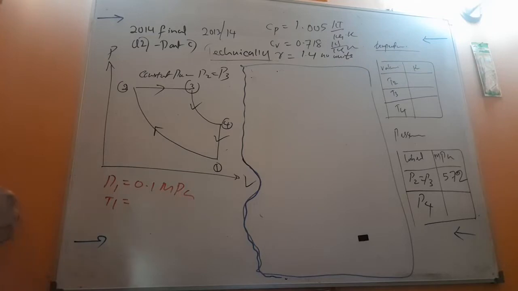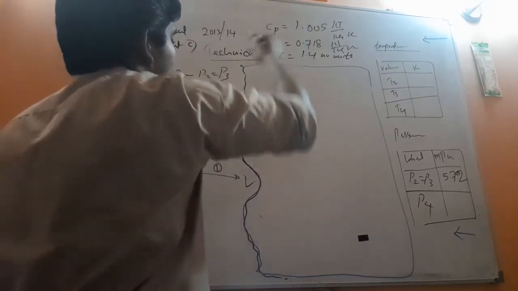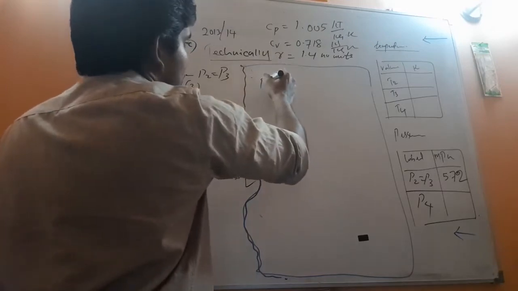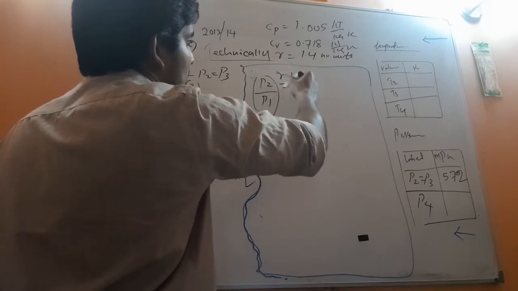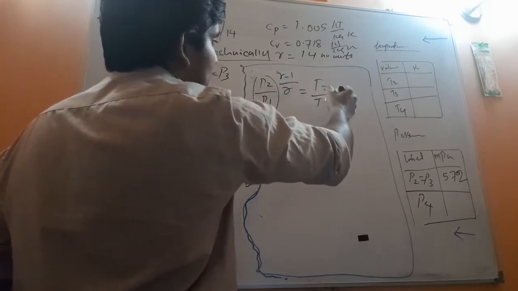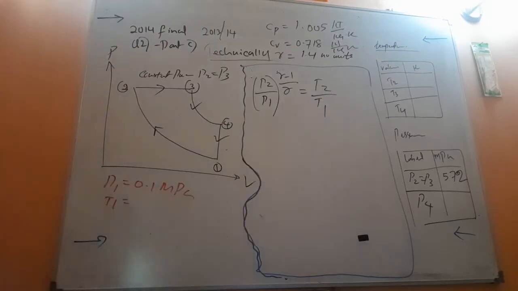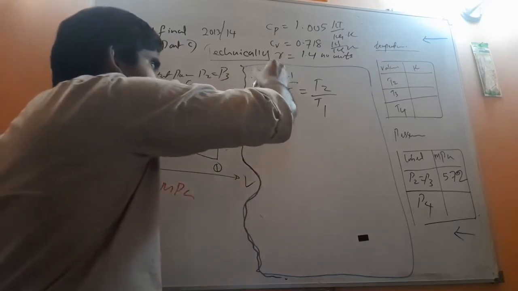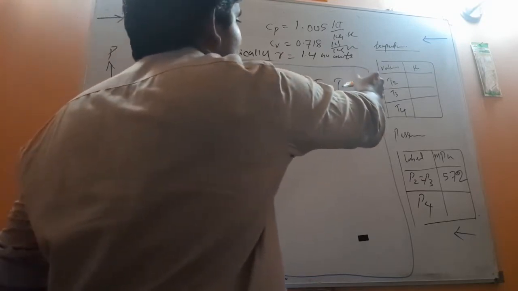To find the temperature, we need to use another equation. We can use this equation, which is P2 divided by P1 to the power gamma minus 1 over gamma equals T2 divided by T1. You can use this equation, okay, because now you know what is P2, P1 you already know, T1 you know, so no problem, you can find T2, right?